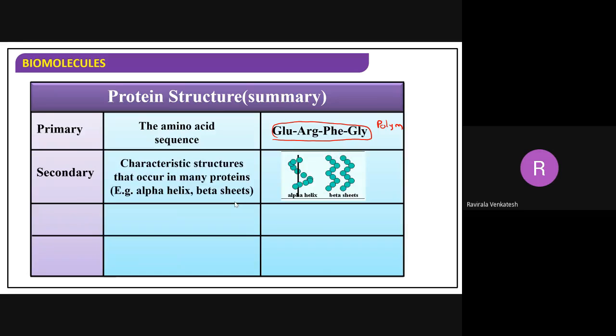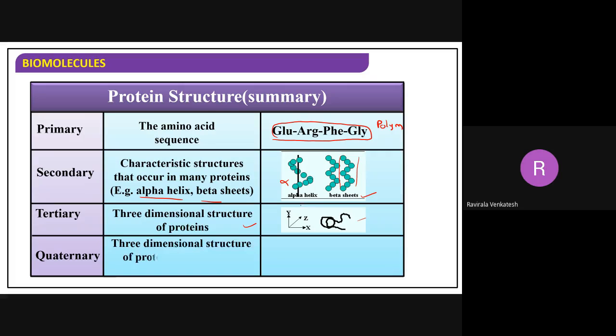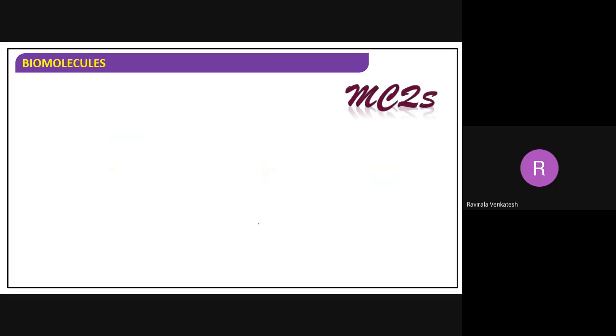Secondary is because of alpha helix and beta sheets. When you arrange these alpha helices adjacent to each other, parallel like this, we get beta sheets. Now this is a three-dimensional structure we get in the tertiary, arranged like this. And lastly, the spatial arrangement: after hydrogen bondings and everything is complete, we get this type of structure. This is about the protein structures.